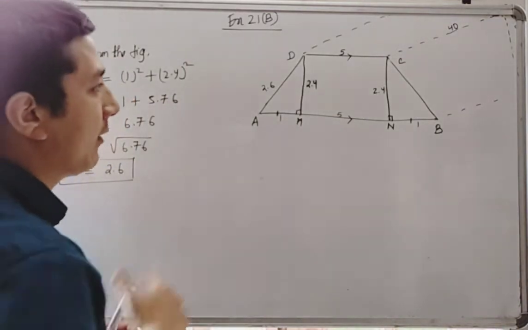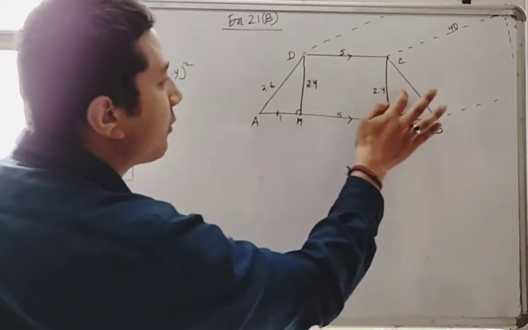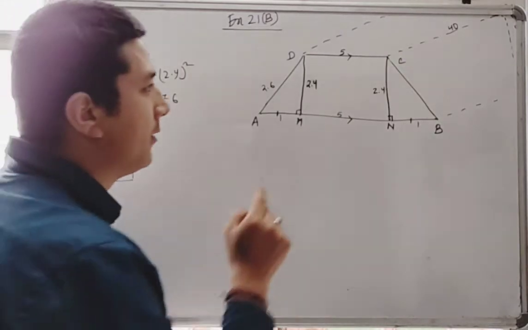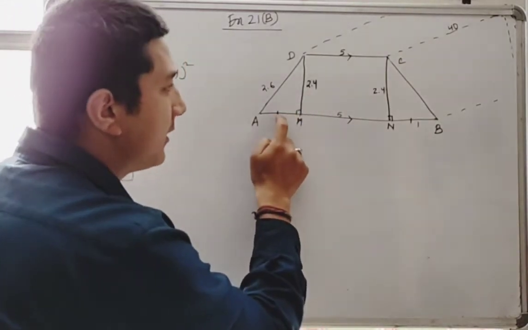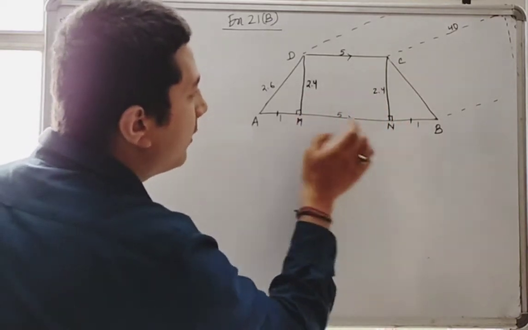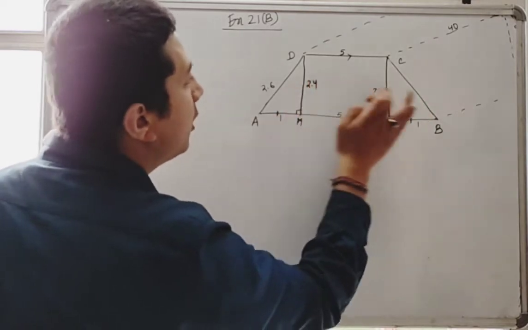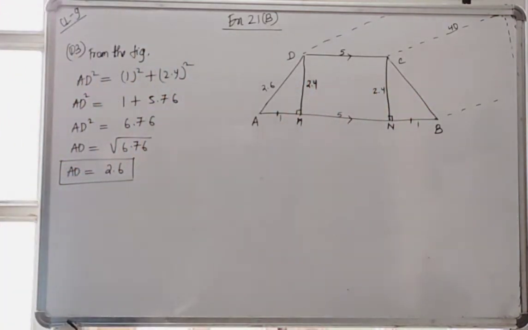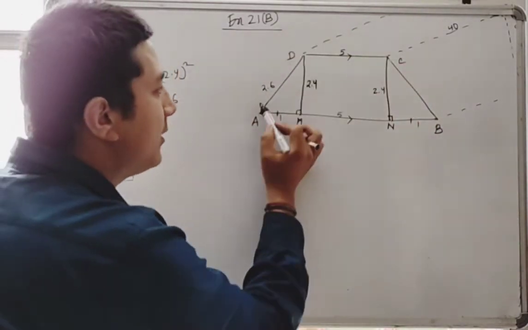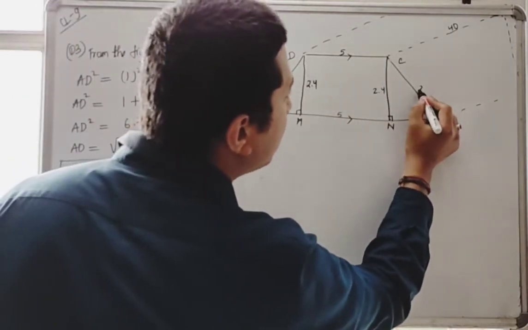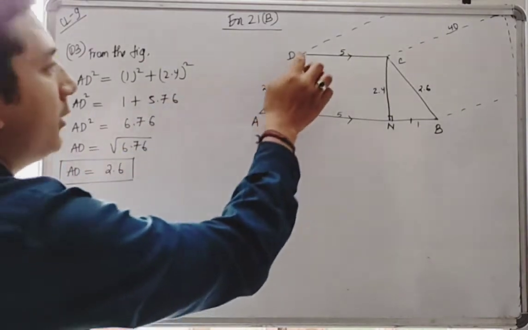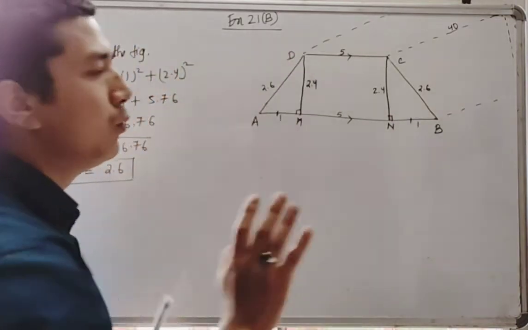If you focus on these two triangles, boys, this triangle and this triangle, both are congruent to each other. You tell me why? Side, angle, side: 2.4, 2.4, 90, 90, 1, 1. So these two triangles are congruent to each other. The corresponding parts of congruent triangles will always be congruent. So if this is 2.6, then from here to here will also be 2.6. Am I clear with this, boys? Please note down till here. Here to here 2.6, here to here 2.6.